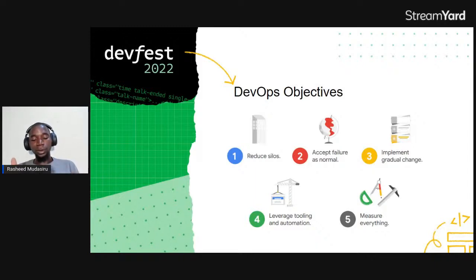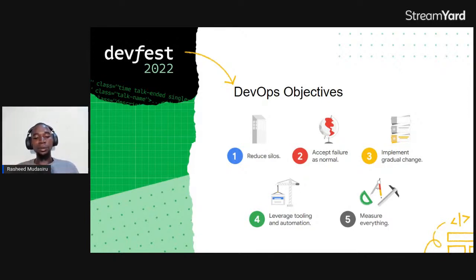With the help of the DevOps concept, or the philosophy of DevOps, we can remove that barrier and increase collaboration between them. The second objective of DevOps is to accept failure as normal. We know that the computer we are using at any point can fail us. There could be any issue that we are not preparing for at that point in time. So DevOps tells us that failure is normal and we should accept it as normal.